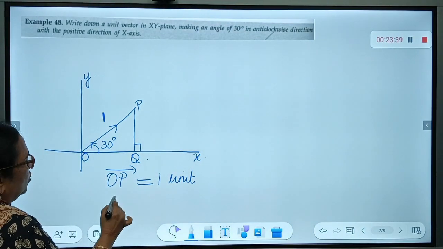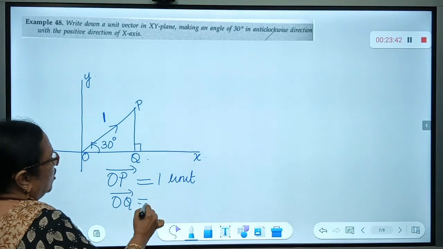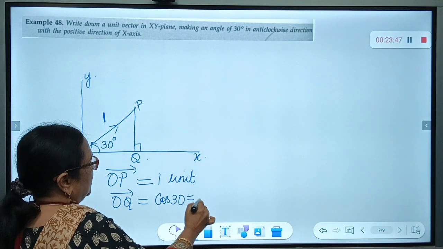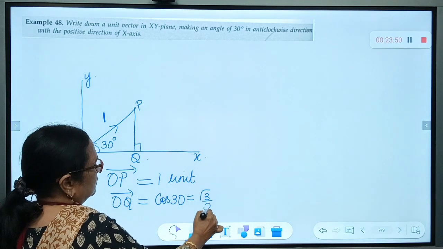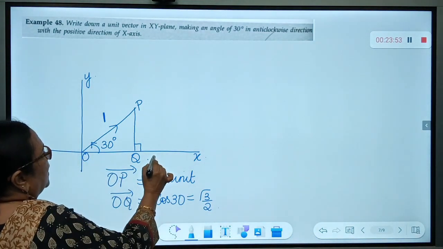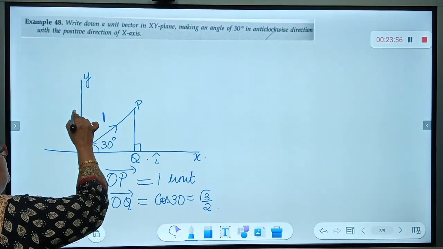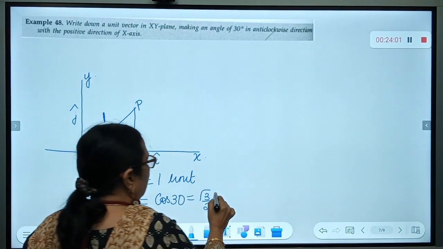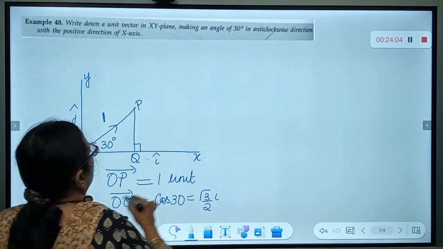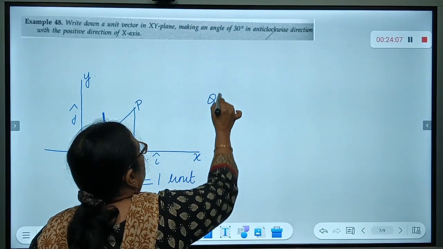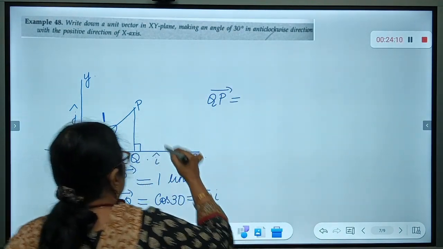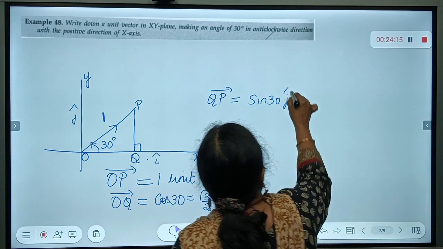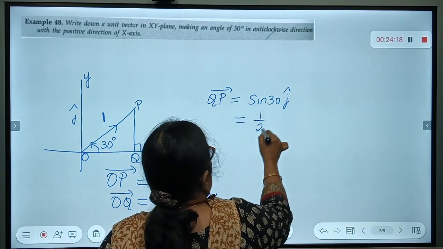Now what will be OQ vector? OQ vector will be cos 30, which is root 3 by 2, times, let i vector be a unit vector along x direction and j vector be a unit vector along y direction. Therefore, OQ is root 3 by 2 i. Now what will be QP vector? Now QP vector will be sin 30 into j cap. What is sin 30? Half j.